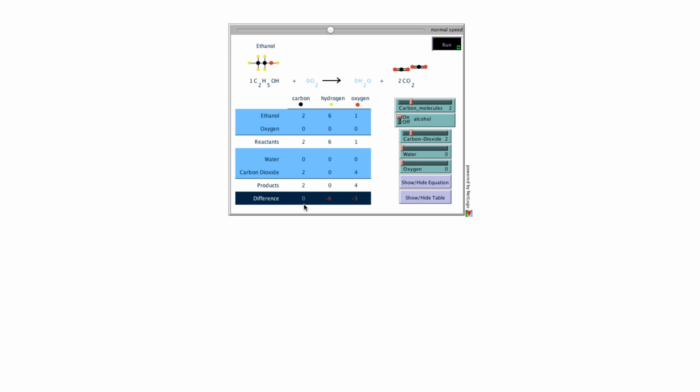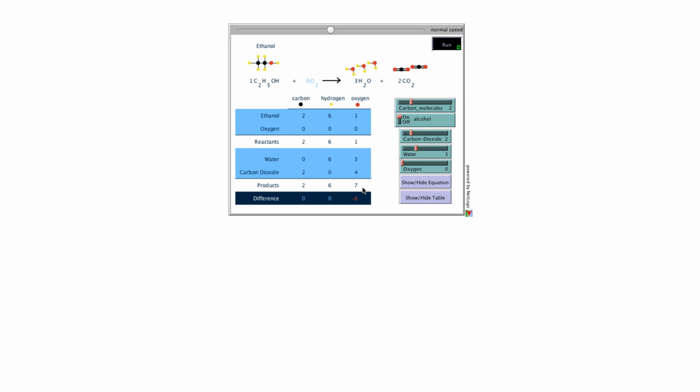Next, add water to do the same thing for the hydrogen atoms. Watching this -6, we click on water, 1, 2, 3, until this value is 0. Now with 3 molecules of water, all of the hydrogens in the ethanol are accounted for in the water molecules.